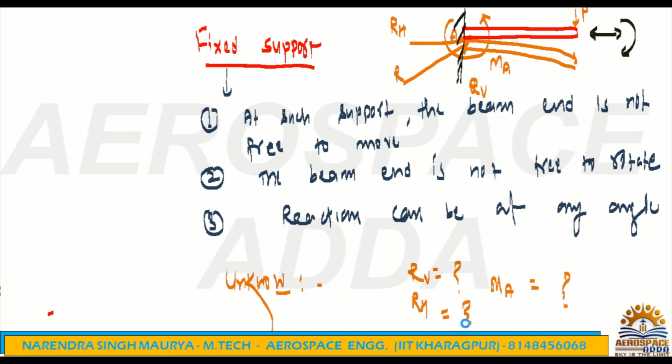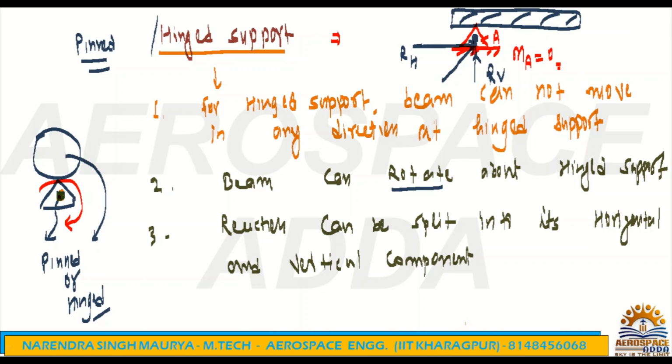If I say, what are the unknowns here for the hinge support? Obviously you can say RV, the vertical component, and the horizontal component. What about the moment? Moment will be 0. So the unknowns are only two, vertical and horizontal at one end. It means there is no resisting moment existing at the hinge support.